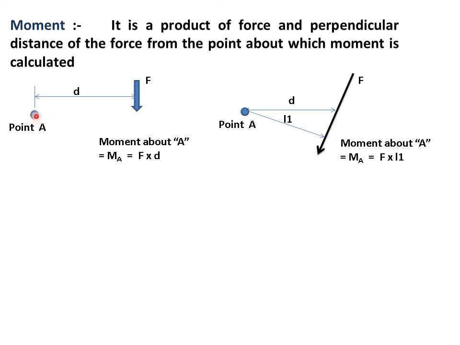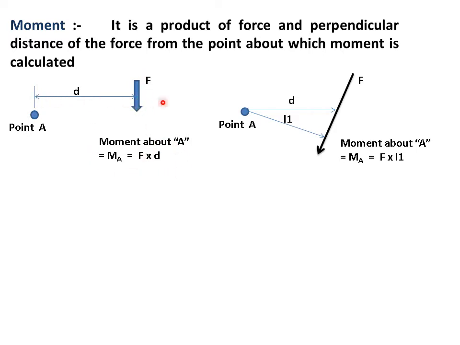Now see, this is the point and this is the force. I have to take moment about A. I have to calculate moment about A. What the definition says is, moment is the product of force into distance. But which distance? The distance which is perpendicular to the force from the point under consideration. So if this is the point, I have to draw a horizontal here because the force is vertical. So this distance is called the perpendicular distance between them. So it is D. So moment about A will be equal to F into D.